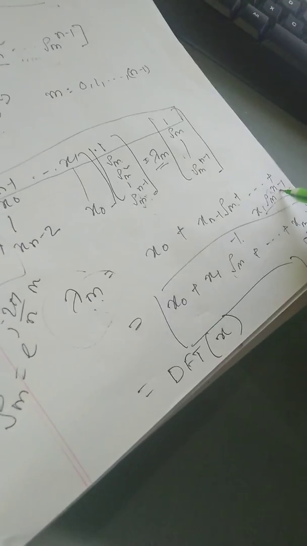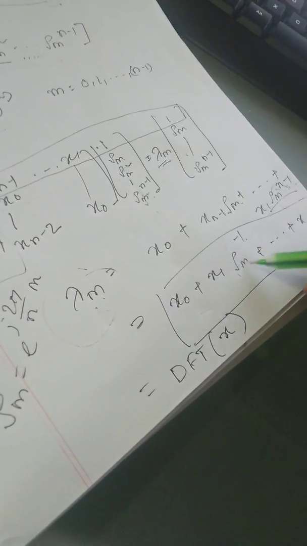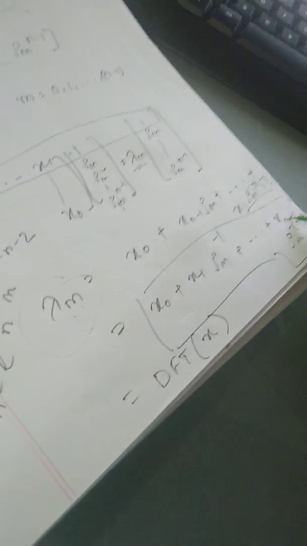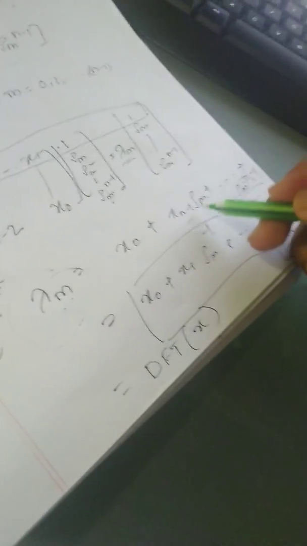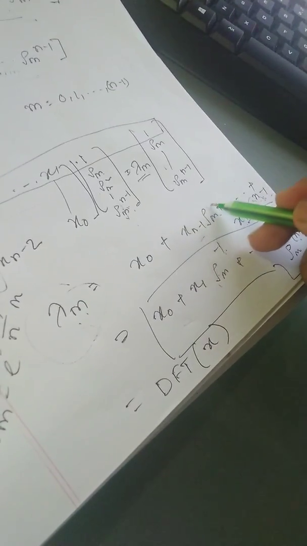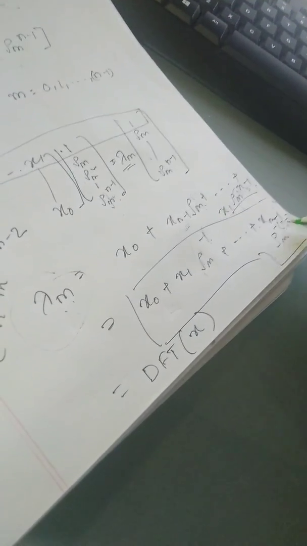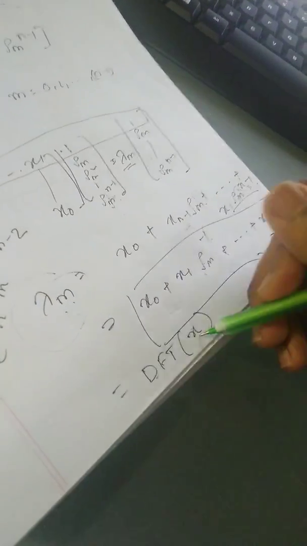So I subtract n from here, and that gives me ρ_m to the power minus 1, plus all the way to x of n minus 1, which is this, and for ρ_m, I just subtract n from here, that gives me minus n minus 1. So this is nothing but the DFT of x.